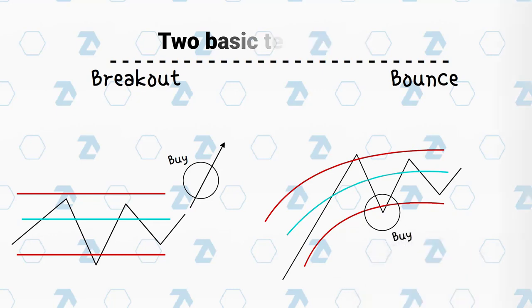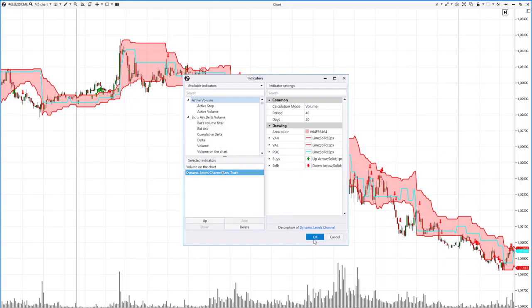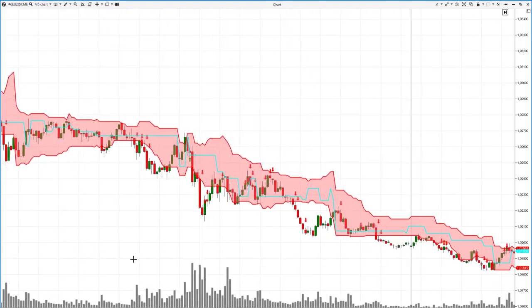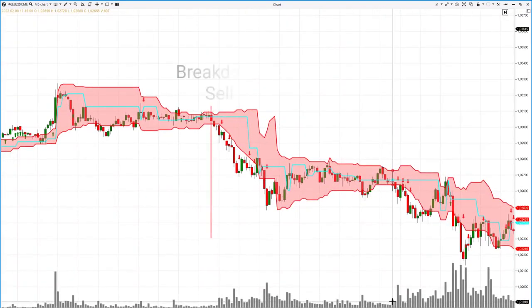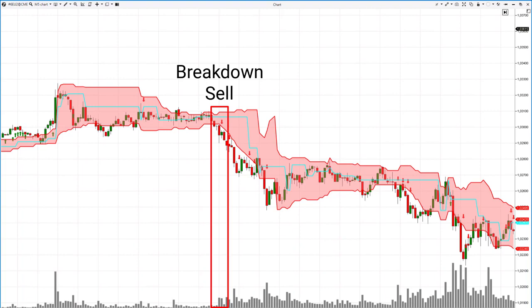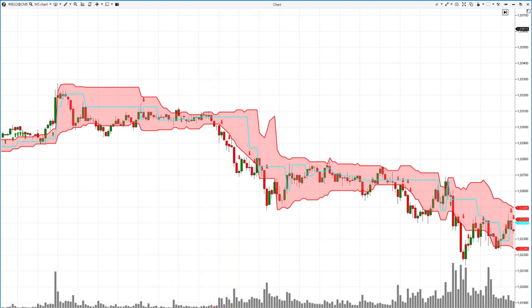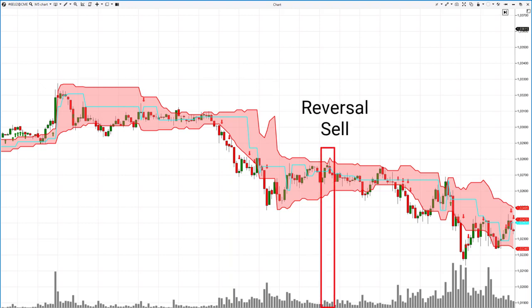Let's have a look at some examples. This is a breakout sell when the price falls below the lower boundary of the value area on increasing volume. By the way, the arrows show potential breakout trading setups. This is a bounce sell when the price rises to the upper boundary of the value area after there has been a decrease in the POC level.